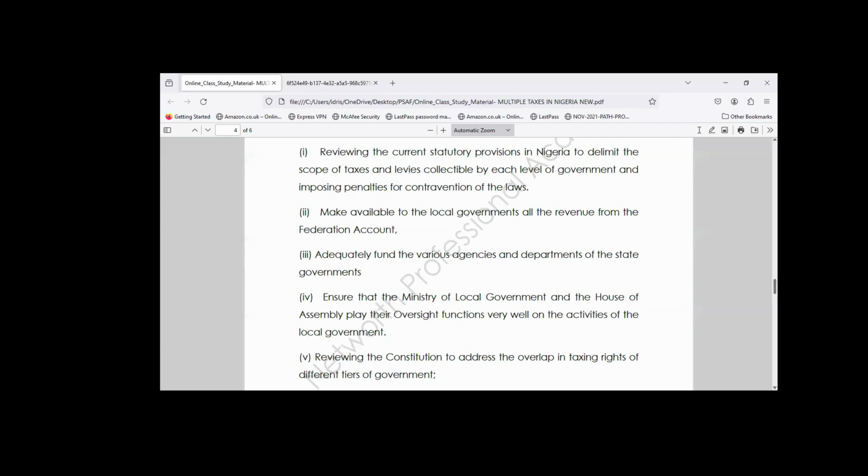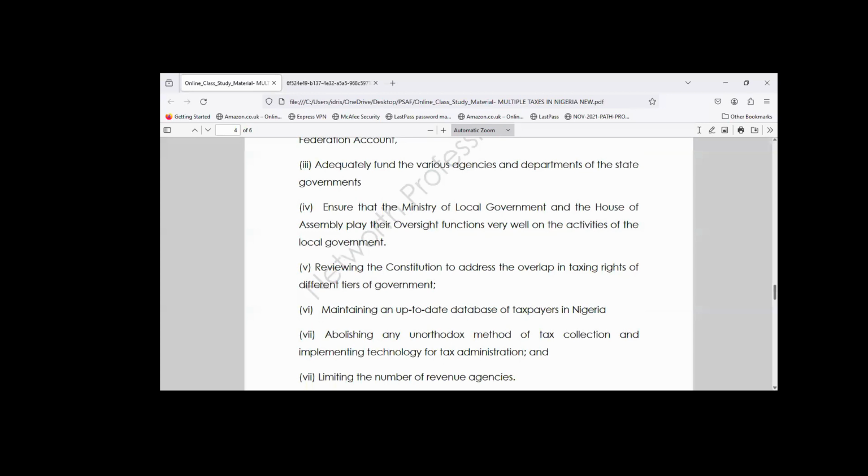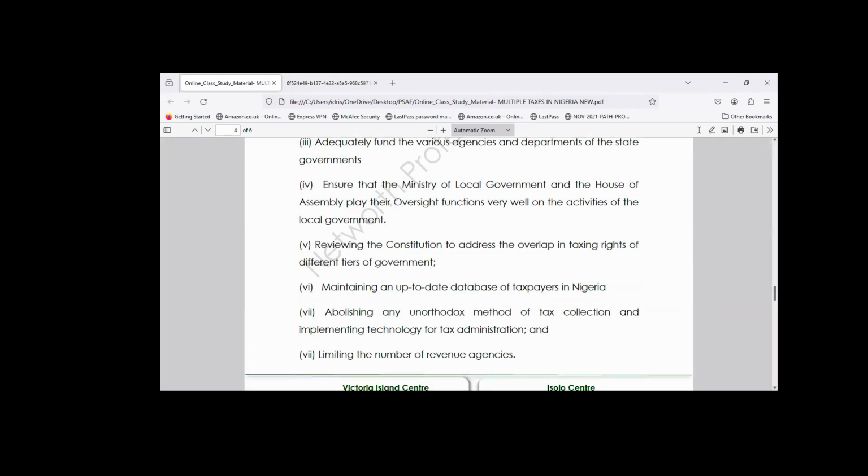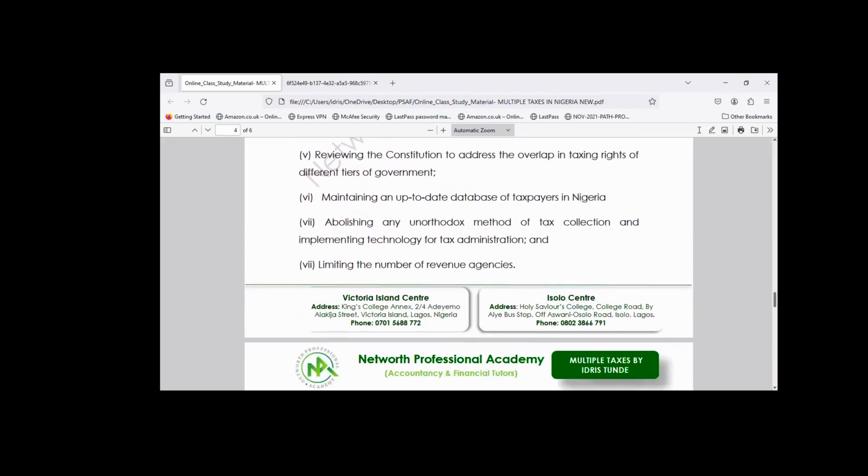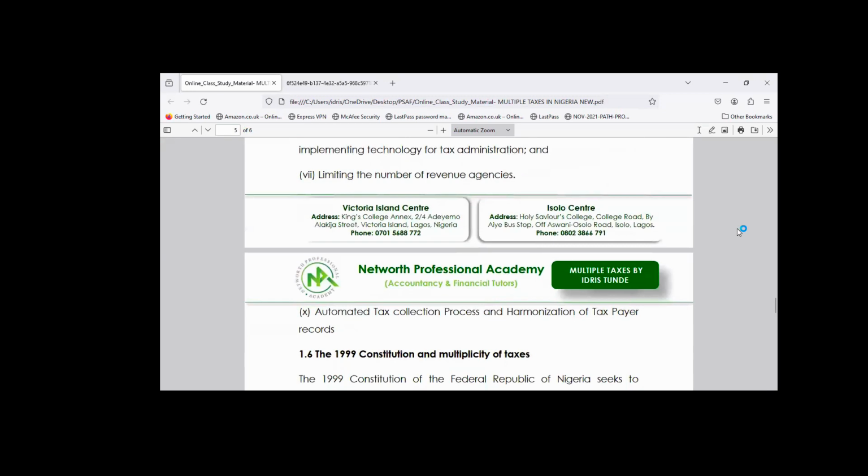Secondly, review the constitution to address overlapping taxing rights. The constitution of 1999 should be reviewed so that all these overlapping taxing rights can be addressed. Another one, limiting the number of revenue agencies. We should reduce the number of revenue agencies. Again, the use of technologies is also one of the means of providing a solution to multiple taxes.